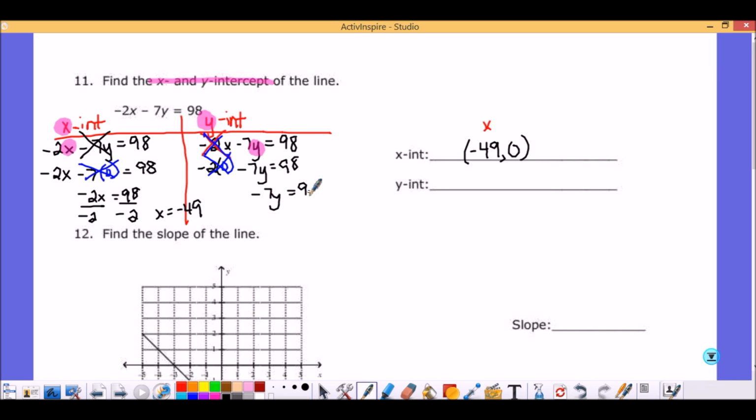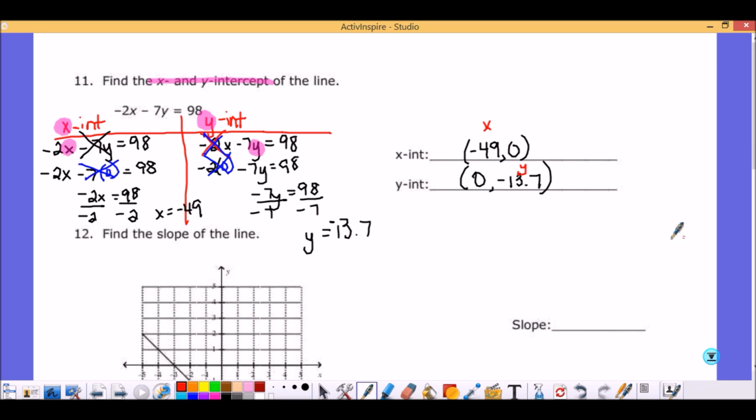Now I'm ready to solve. I'm going to divide both sides by negative 7. And using the help of my calculator, I get 13.7. All right, so my y-intercept is going to be negative 13.7. So my y-intercept will be at 0, comma, negative 13.7. All right, because remember, I want a y-intercept, so that means I want an answer for the letter y.